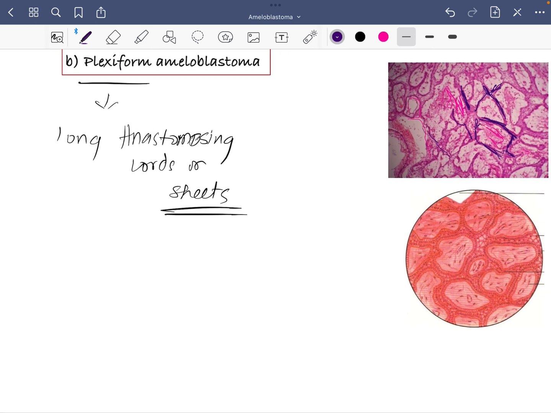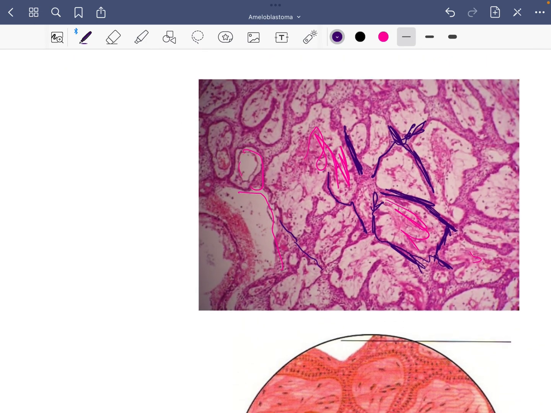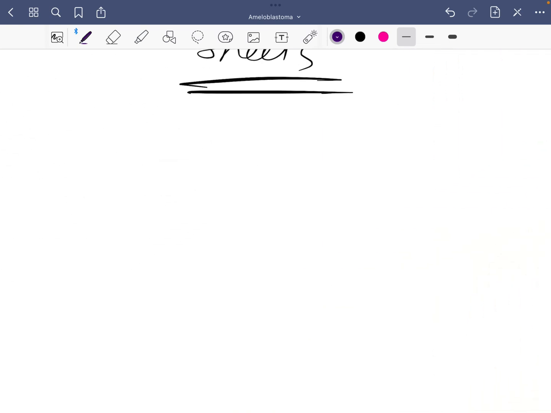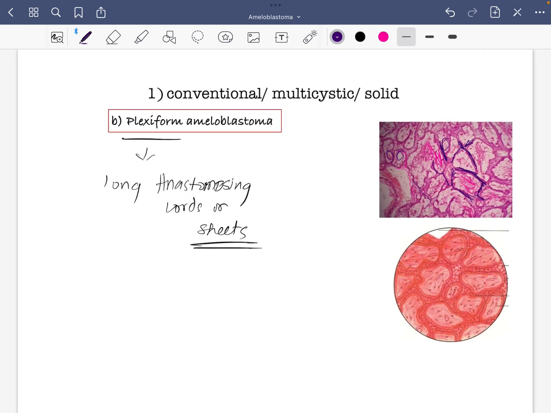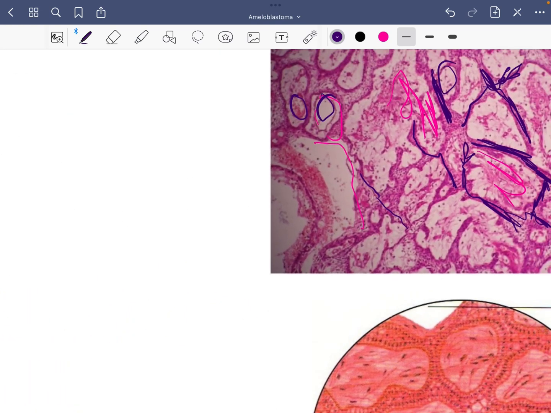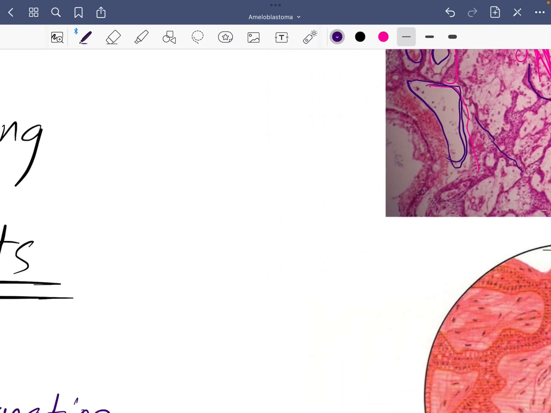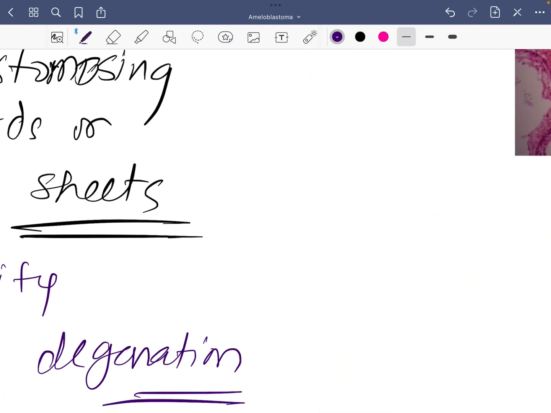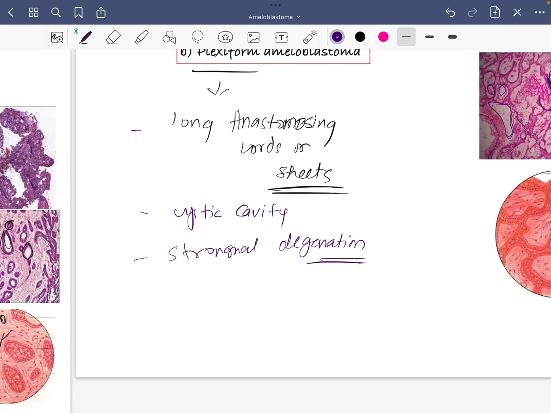In this, you will find cysts, right? This is a cystic cavity. This one is a cystic cavity. This one is a cystic cavity. So in this also, you will find a cystic cavity, right? There is going to be stromal degeneration also, right? In this, the stromal degeneration is on this side, this part is degenerated. Stroma is connective tissue, so connective tissue has degenerated in this part. It's more of a degeneration rather than a cystic change, right?